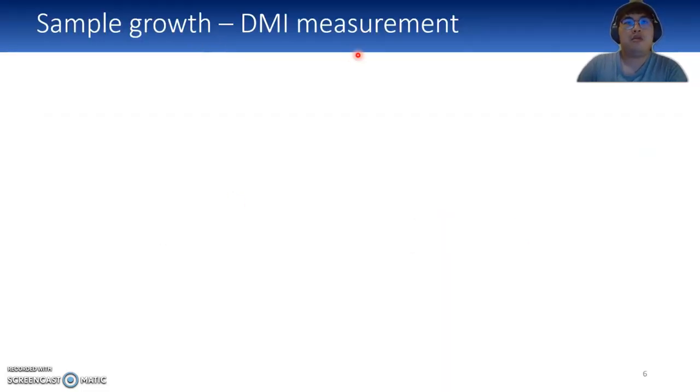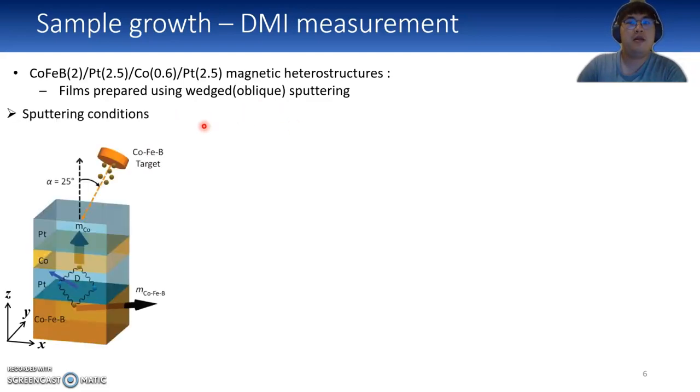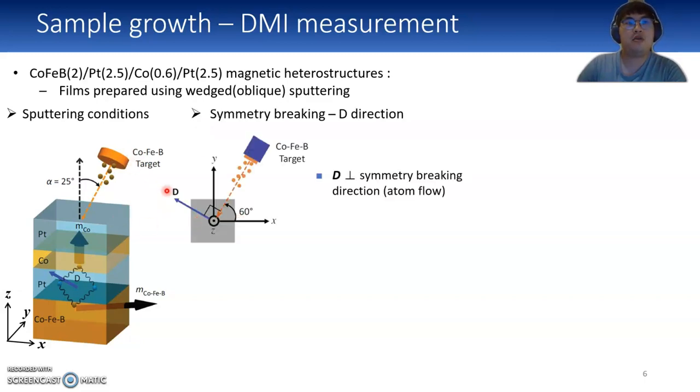So, sample growth and DMI measurement. In our experiment, an IMA cobalt layer of 2 nanometers is first sputtered, then the Pt/Co/Pt PMA stack on top. The films are prepared with the rotor turned off, so it satisfies the wedge sputtering condition. The wedge mainly comes from the cobalt atom flow, and we expect the D vector we just noted before to be orthogonal to this symmetry breaking direction due to symmetry constraints.